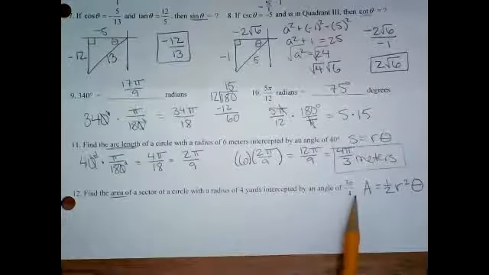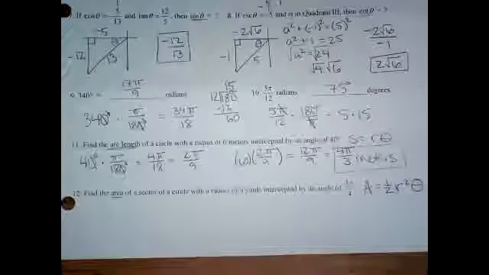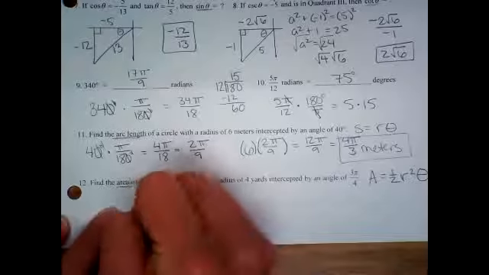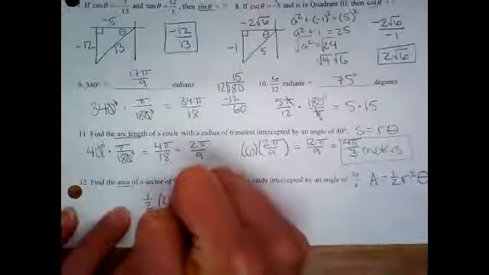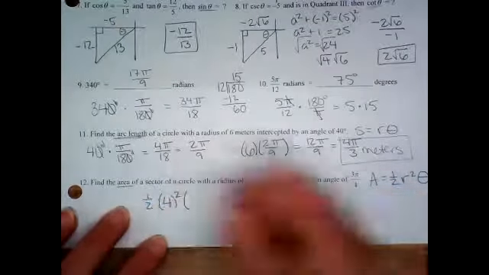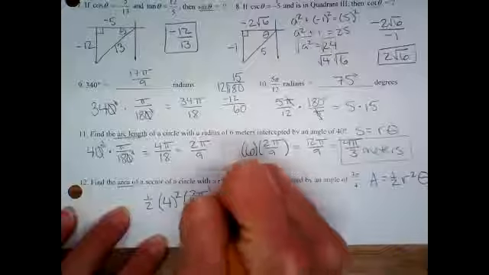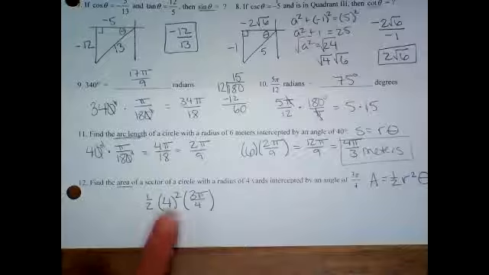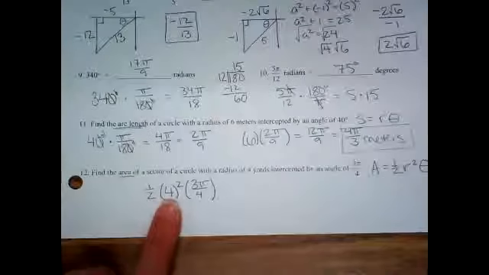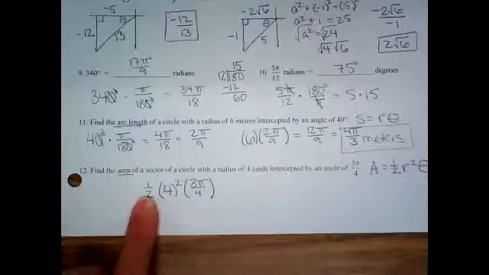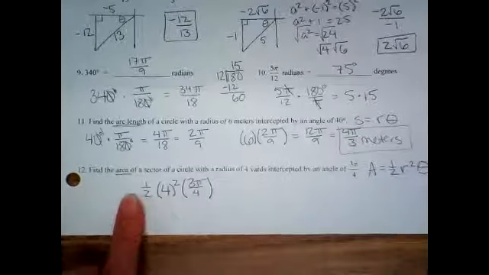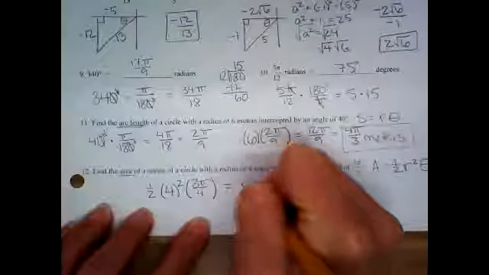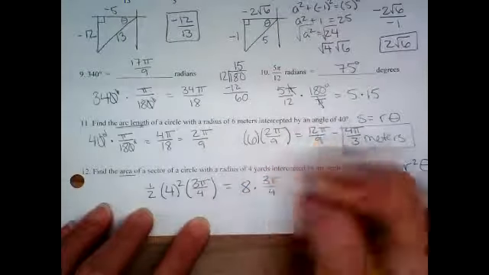And then this one, the angle is already in radians. So you can just go ahead and plug everything in. 1/2 times 4 squared times 3 pi over 4. Again, you can think through this however you want. Here's what I would do for this one. What is 4 squared going to give us? 16. Good. Half of that. 8. Good. So we'll have 8 times 3 pi over 4.